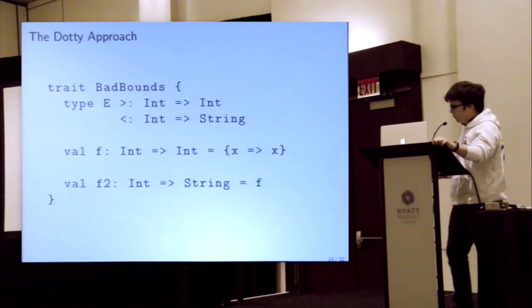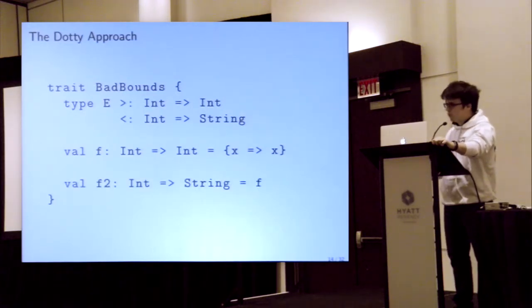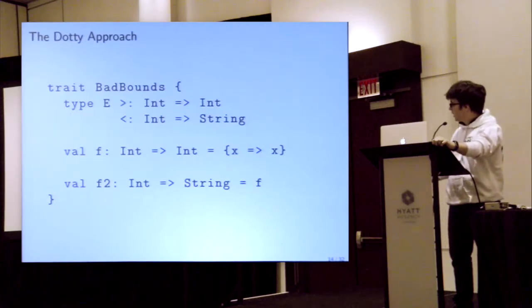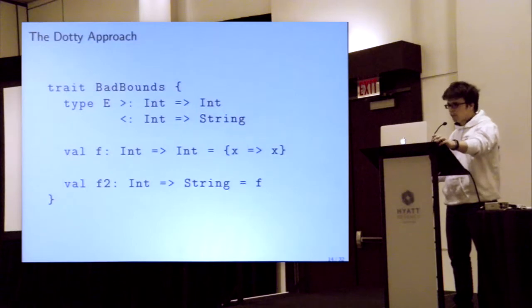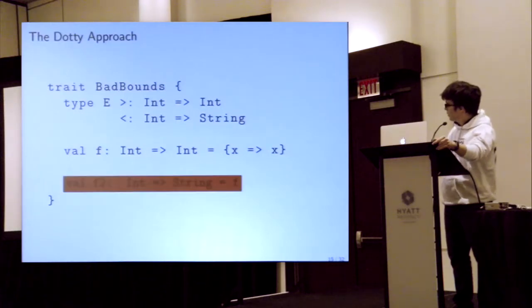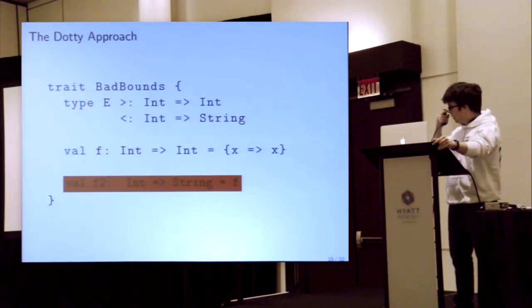Okay, and how can we do that? Well, simply we can declare another variable f2, and f2 has type int goes to string, and then we can test if we can assign f to f2. And we would expect that the assignment will go through. It will type check if the compiler thinks that int goes to int is a subtype of int goes to string, which it does not. So that's a little bit different from D sub.